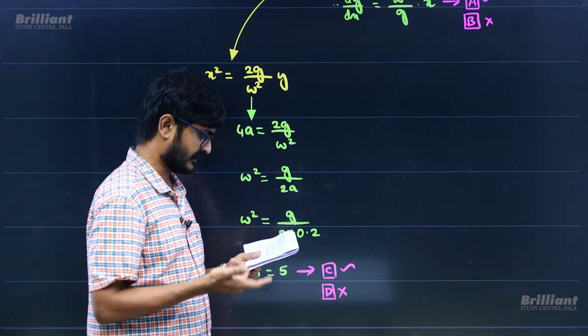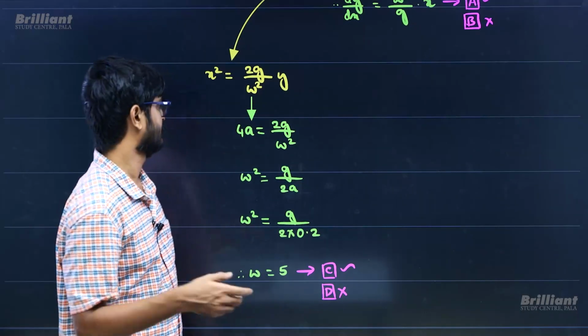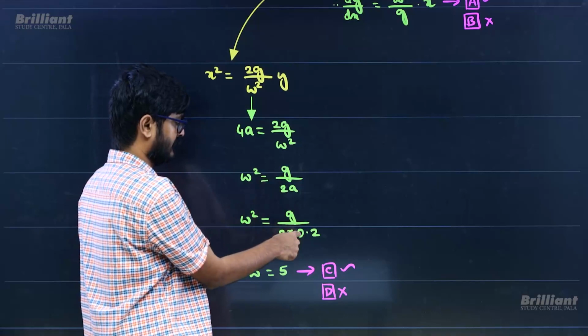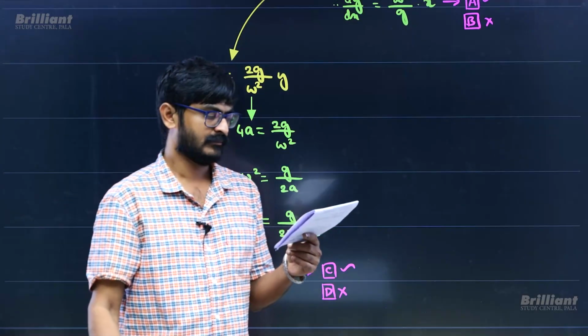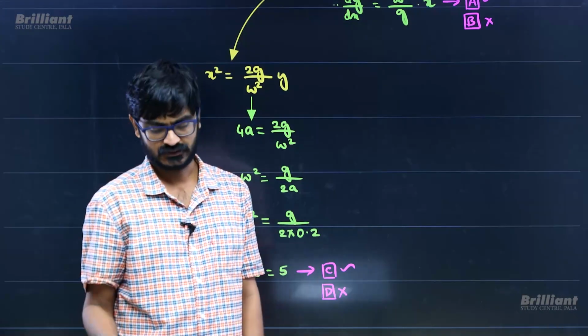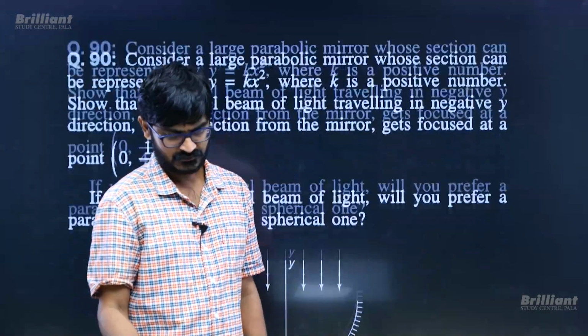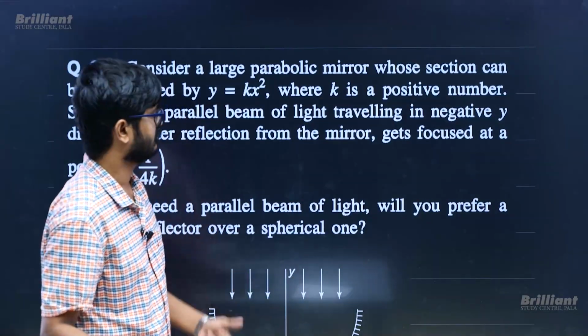So in options C and D they are talking about focal length 20. When will the focal length be 20? If I substitute focal length 20, omega will be 5. So basically it is going to behave like a mirror of focal length 20 when I rotate with angular velocity 5. Now, this is the question I have done for repeaters in that doubt section.